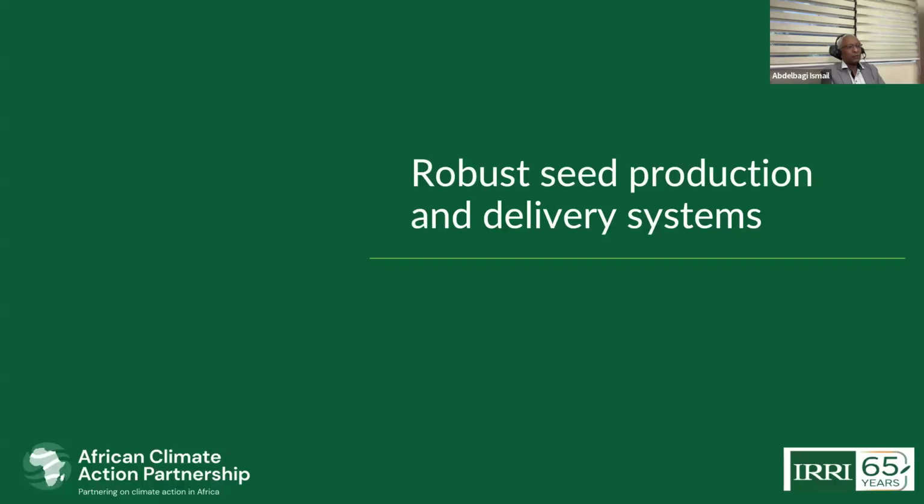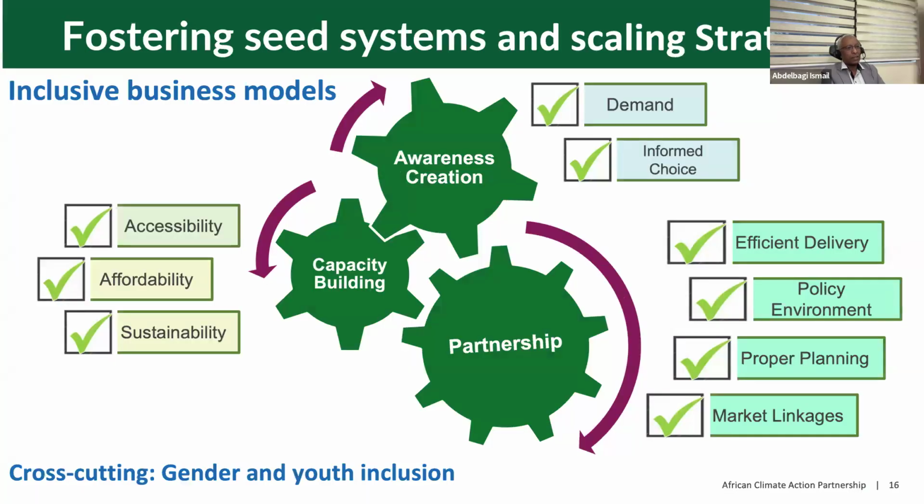So after we have these varieties, we need to have a good delivery system. Next. And this is the system we have now. We have different models, but these are the main elements of the system that we are using. Once we have a variety and start testing it in farmer fields, even before release, we have to make sure that the farmers are really aware of these varieties.